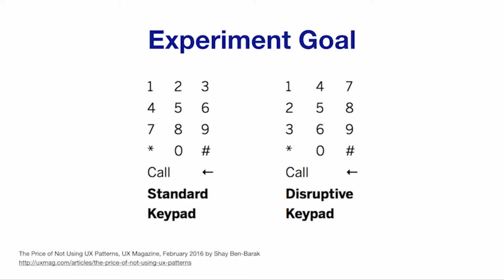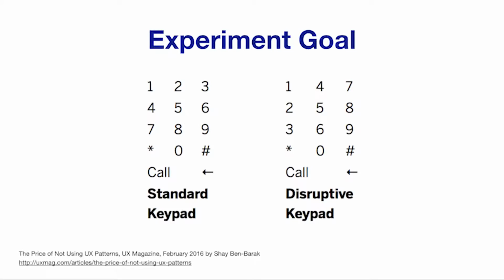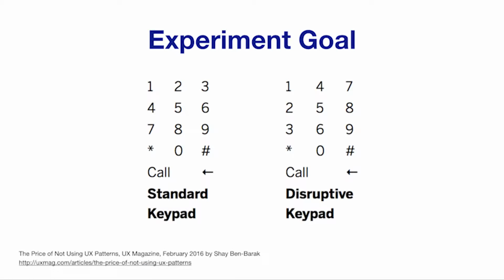In this experiment, he attempted to demonstrate the decrease in human performance when working with a non-standard pattern. And he took a standard keypad with the format that everybody's used to, and you can see that on the left part of the screen, and then used a disruptive keypad that still had logical sense, but it wasn't in the standard format that people were used to. That's the disruptive keypad on the right.